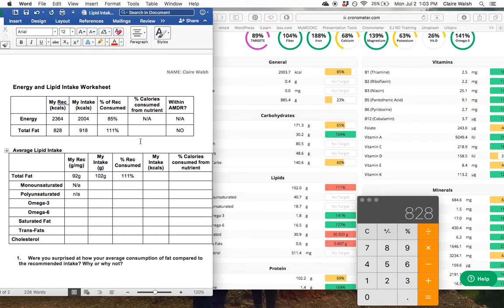So then we get to calories consumed from nutrient. This is where we're going to figure out if you met the AMDR for fat intake, did not meet the AMDR, or exceeded the AMDR. So you want to know what percentage of your total calorie intake is made up of fats. To do that, we divide your intake of fat in calories by your intake of total calories. So over here in my calculator, I take 918, that's how many calories from fat I ate on average, divided by 2004, which brings me to 0.458 times 100 equals 45.8, or 46% of calories came from fat. And the AMDR for fat is 25 to 35% of calories, so I did not meet the AMDR. The answer for that would be no.